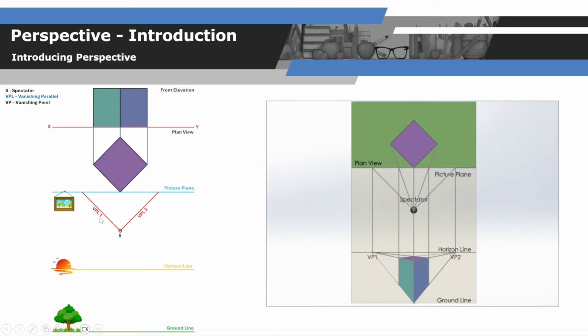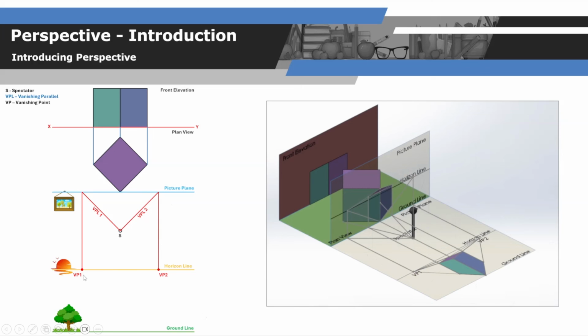So we've got VPL1, vanishing parallel 1, parallel to this surface, and vanishing parallel 2, which is parallel to this surface here. Where these lines hit the picture plane, we bring them straight down to the horizon line, which determines VP1, which is called vanishing point left, and VP2, which is called vanishing point right. So these here are our vanishing points determined by our vanishing parallels. Now that we have our vanishing points, we are able to start drawing this in perspective.